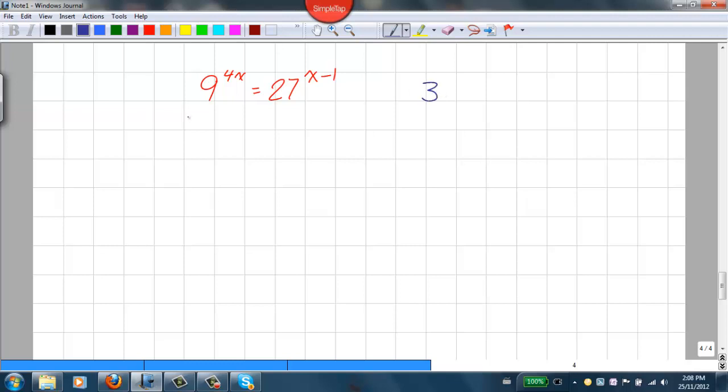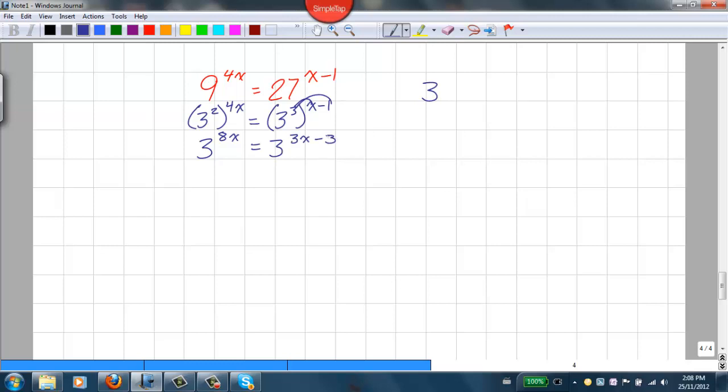So that means that 9 gets rewritten as 3 squared to the 4x. 27 gets rewritten as 3 cubed to the x minus 1. Now remember our exponent laws, that if we have a power raised to another power, we multiply the exponents together. So that gives us 3 to the 8x is equal to 3, and careful here, this power multiplies the x and the 1 to get 3x minus 3.